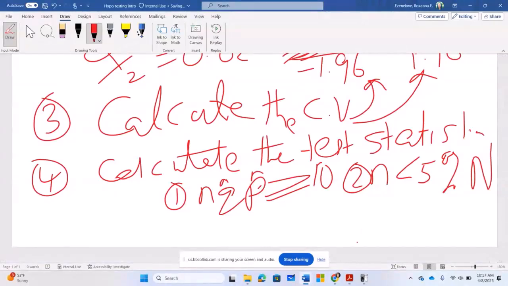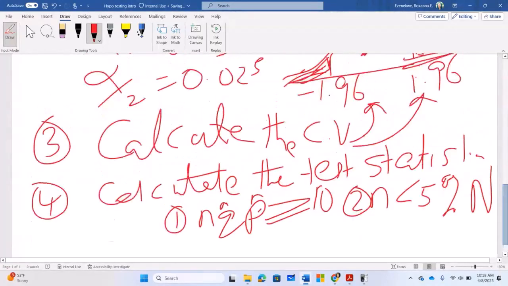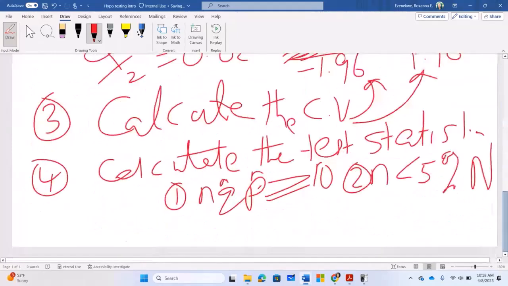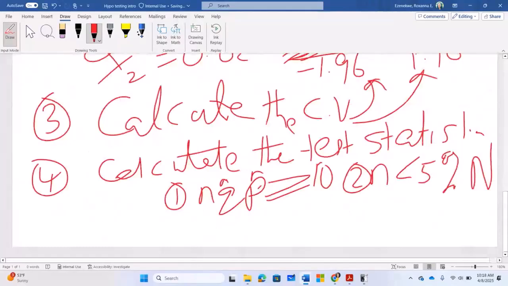Okay, so the next thing is calculate. I'll write this formula very soon. So the next one is, okay. I wonder why you're not moving anymore. What's wrong with you?